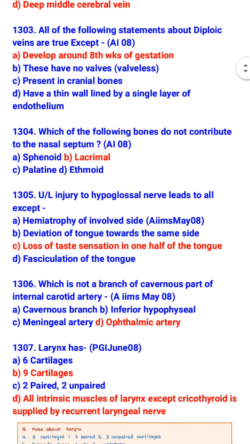Unilateral injury to hypoglossal nerve leads to all except loss of taste sensation in one half of the tongue. So unilateral injury to hypoglossal nerve will lead to hemiatrophy of the involved side, deviation of the tongue towards the same side, and fasciculation of the tongue. Which is not a branch of the cavernous part of internal carotid artery? Ophthalmic artery.